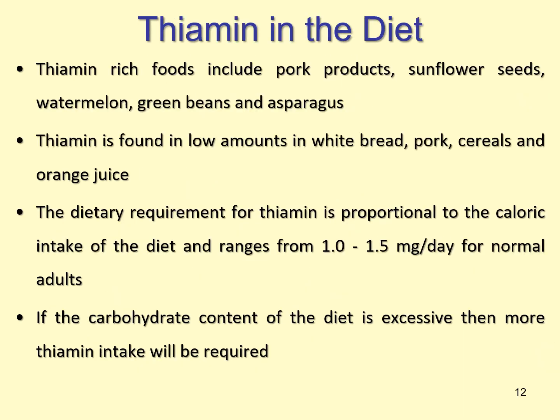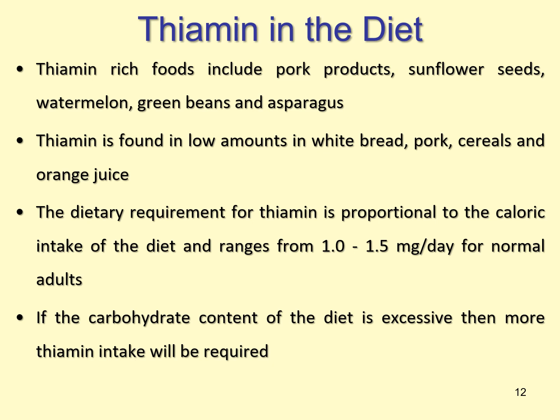So this thiamine is mainly found in the diet, in foods we consume day to day, like pork products, sunflower seeds, watermelon, green beans, as well as asparagus. These are sources of vitamin B1 or thiamine. Thiamine is found in low amounts in white bread, pork, cereals, and orange juice.